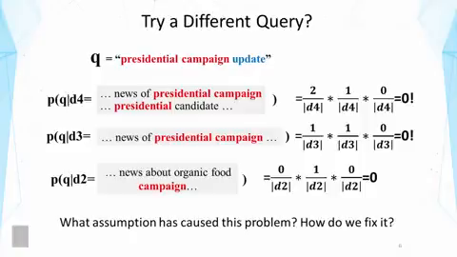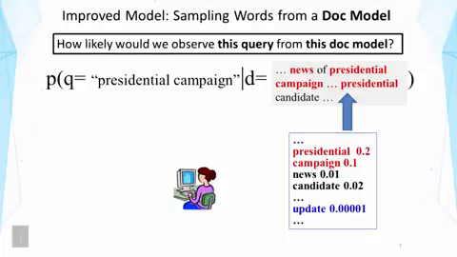Right? So if you think about this for a moment, you realize that that's because we have made an assumption that every query word must be drawn from the document in the user's mind. So in order to fix this, we have to assume that the user could have drawn a word not necessarily from the document. So let's improve the model.